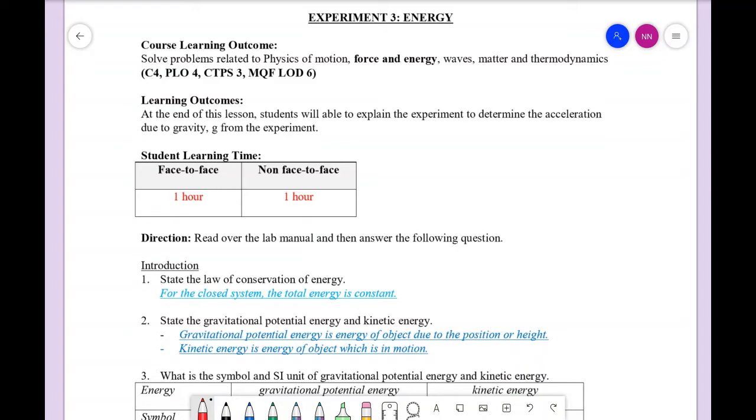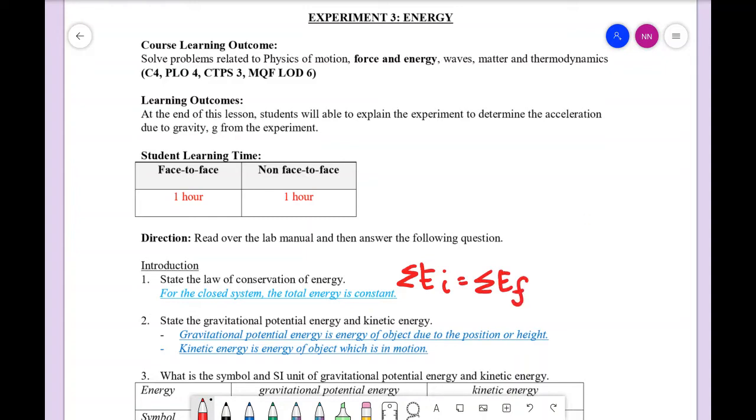State the law of conservation of energy. So for the closed system, the total energy is constant. Okay. What is the meaning of closed system? Closed system means there is no external force. Okay, total energy constant means total energy initial equals total energy final.